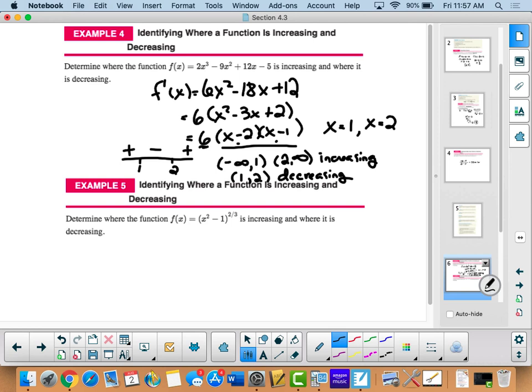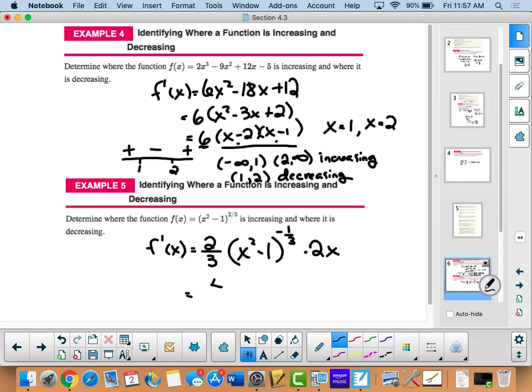For this problem, we don't want to just look at where the derivative equals 0 for our critical numbers. We also have to look at where the derivative does not exist. So when we get this derivative using the chain rule, we get 2/3 (x squared minus 1) to the negative 1/3 power, and then times the derivative of the inside, which is 2x.